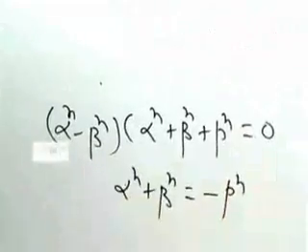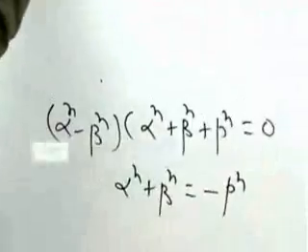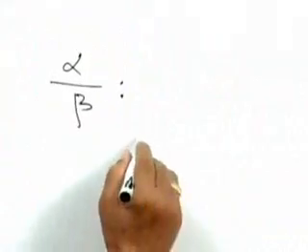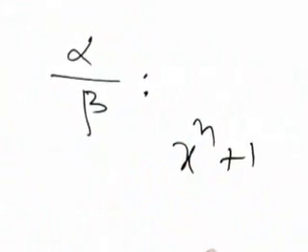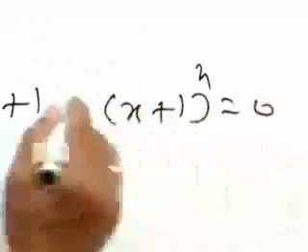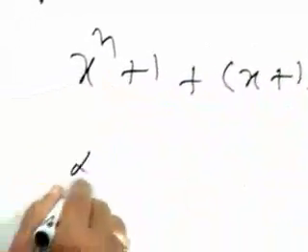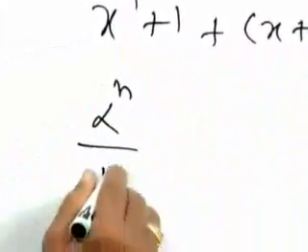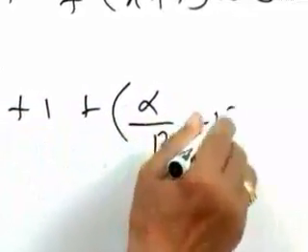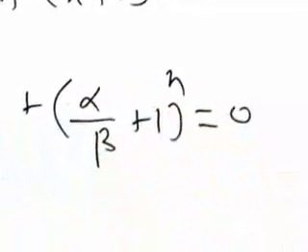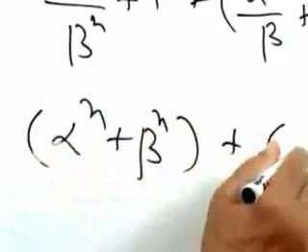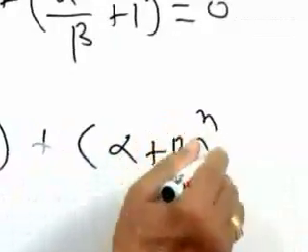Say alpha, beta are the roots of this equation, alpha by beta, and of course beta by alpha, are the roots of the equation x power n plus (x plus 1) power n equal to 0. Alpha by beta is a root of this equation: alpha to the power of n by beta to the power of n plus alpha by beta plus 1 to the power of n is equal to 0. That is alpha to the power of n plus beta to the power of n plus alpha plus beta to the power of n equal to 0.